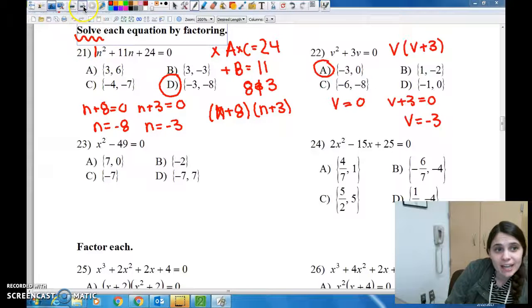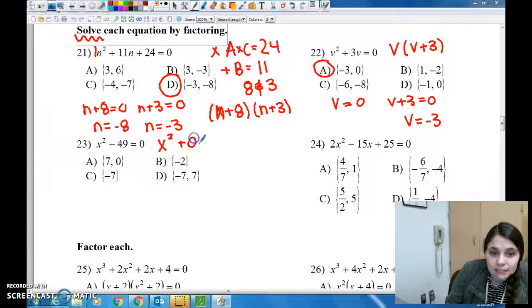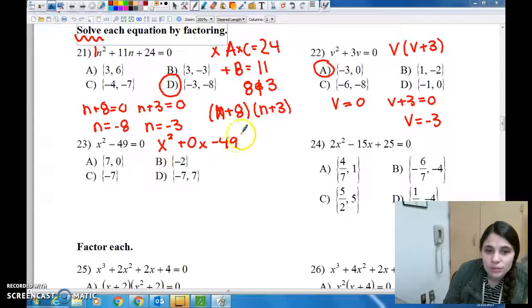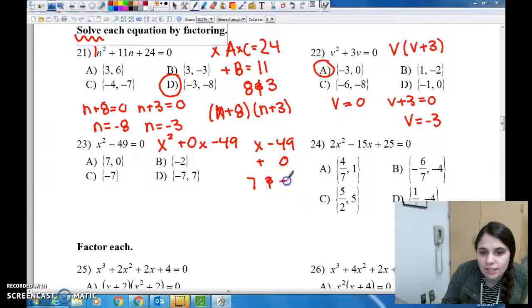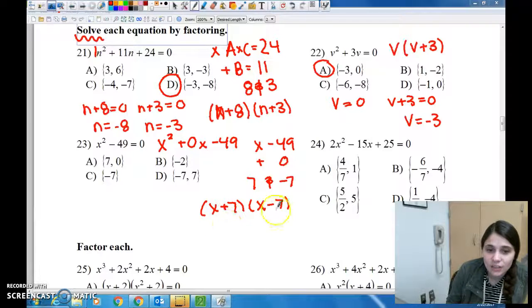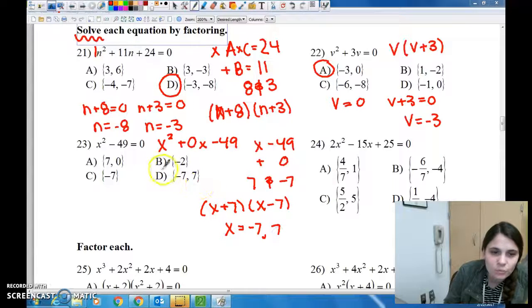Number 23 is actually very similar to number 21. You're just missing your b term. So if you don't have anything to the x power, we have x squared plus 0x minus 49. So then I just need two numbers that multiply to negative 49 and add to 0, which in this case is 7 and negative 7. So this factors to x plus 7 times x minus 7. And if I set each of those equal to 0, I get x equals negative 7 and 7, which is option B.